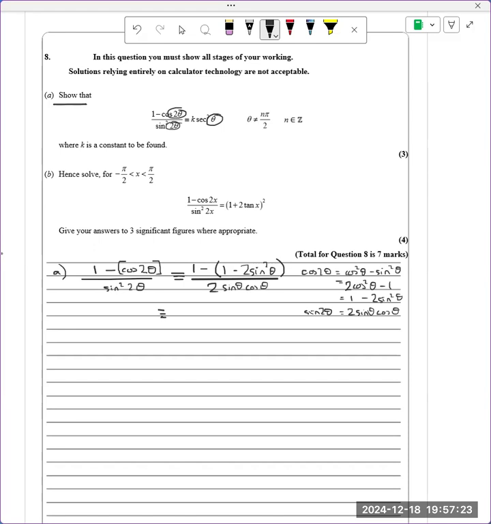The 1 minus 1 disappears. We end up with plus 2 sine squared theta over 2 sine theta cos theta. One of those sine thetas now goes, and the 2 goes, and we're left with... oh, what's happened there? Oh, I forgot the squared. I forgot the squared. Back up. I can do this, you can't do this, you just have to cross it out.